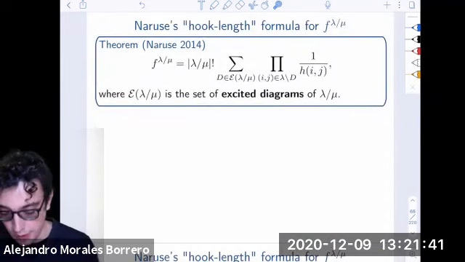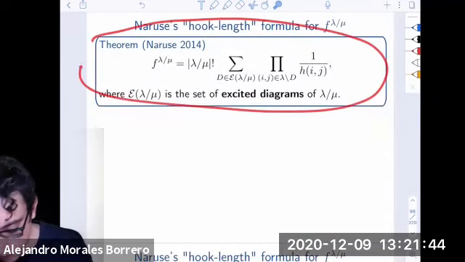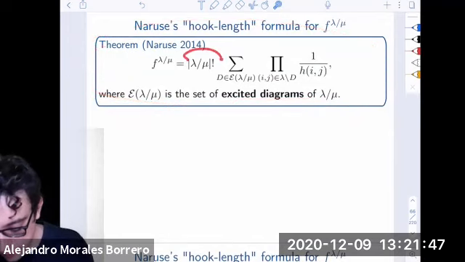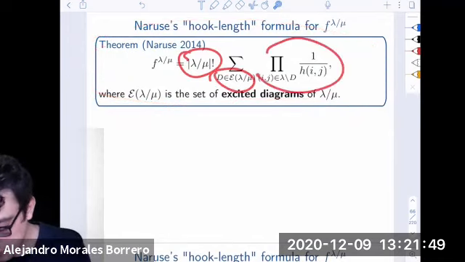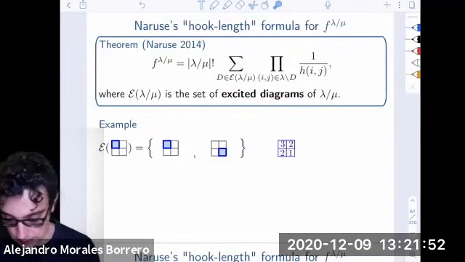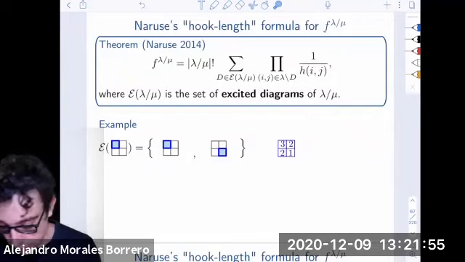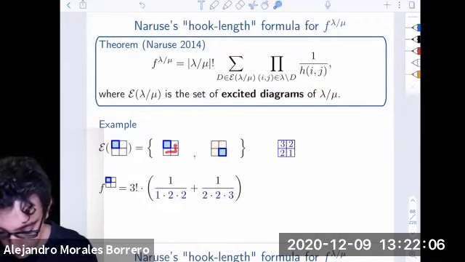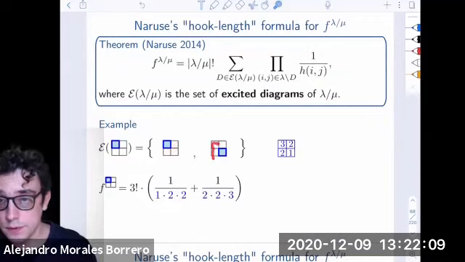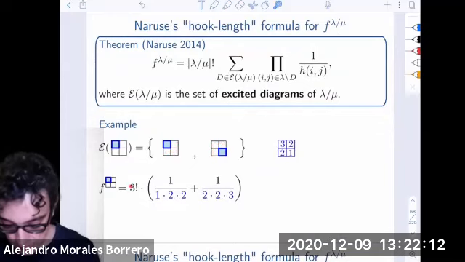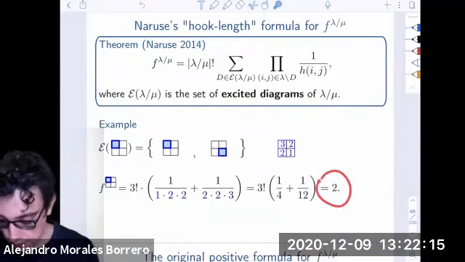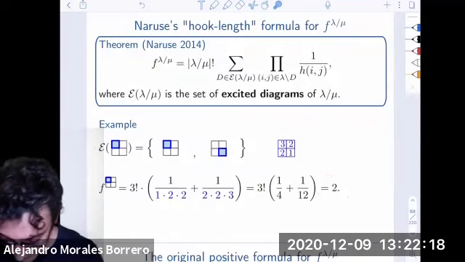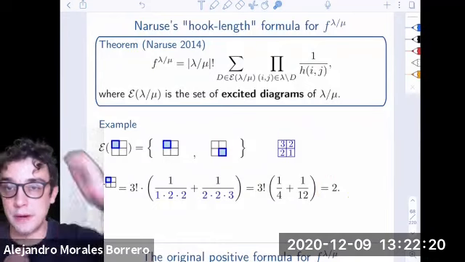Okay, so now maybe let's go back to the formula of Naruse. Now we know what the excited diagrams are. So you take n factorial, you sum over excited diagrams, and you multiply hook lengths. It's kind of easy to remember. You have to remember what the excited diagrams are, and then you sum over the products of the hook lengths of the complement. So here we have 1 times 1, and here we have 2, 3, 2. You sum this, you multiply by n factorial, and you get the number of standard tableaux. Any questions about the Naruse formula?